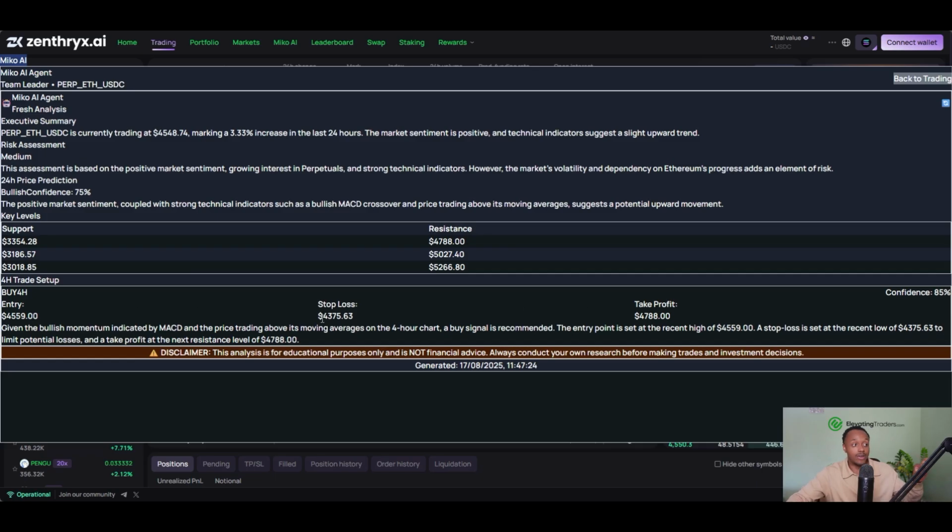In the future, we'll actually plot this visibly on the chart, so you can see it in text and visibly as well. So you can see the setup kind of play out in real time. But given the bullish momentum indicated by the MACD, and the price trading above its moving average on the 4-hour chart, a buy signal is recommended. So you can see when there's something actually there, the AI analyst does provide you an actual setup as well.